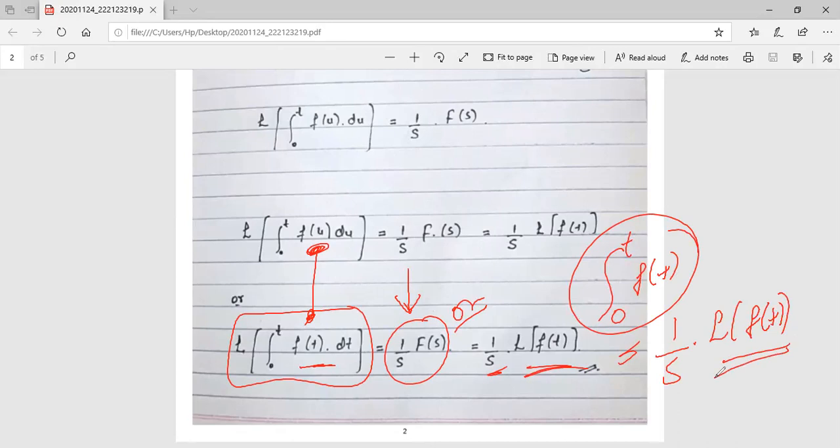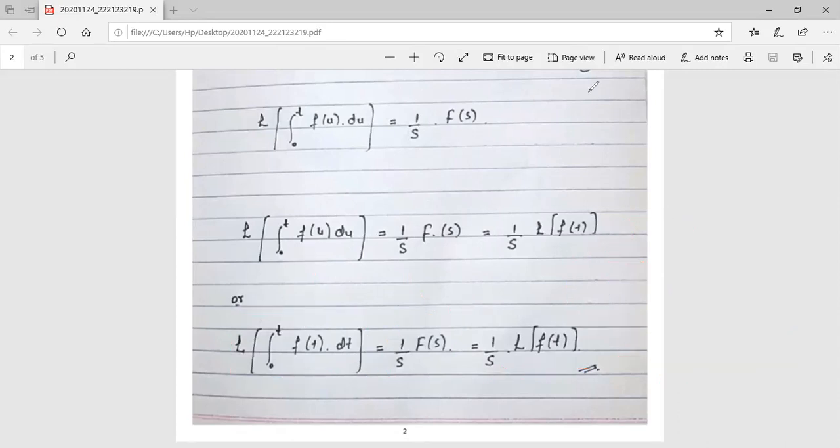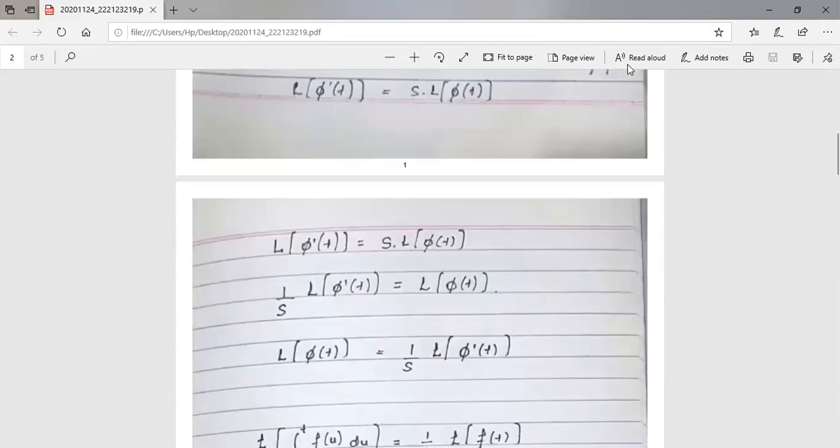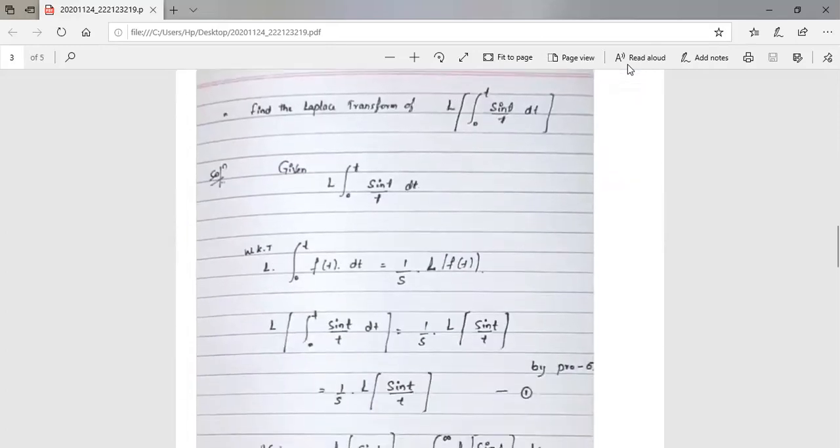This one is a simple property. You have to practice this two to three times. We will see some examples on this property, and on that you will get it clearly.